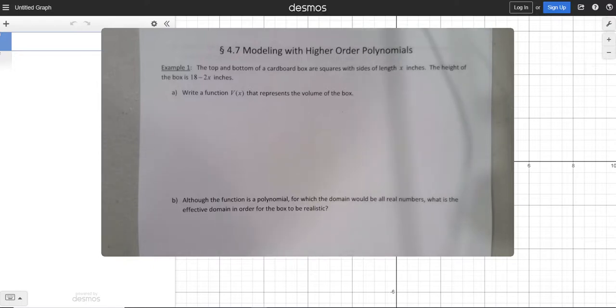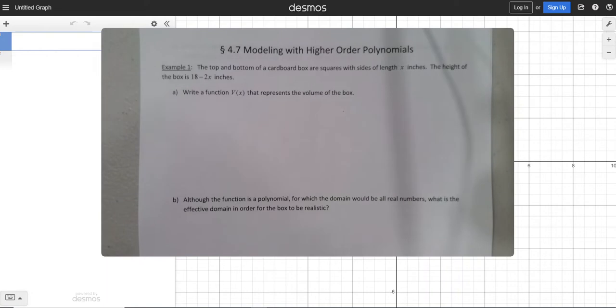In section 4.7, we're going to talk about modeling with higher order polynomials. So essentially creating algebraic equations with degrees 3 or 4 usually that will model real world situations. All right, so in this first one we have sort of a description.